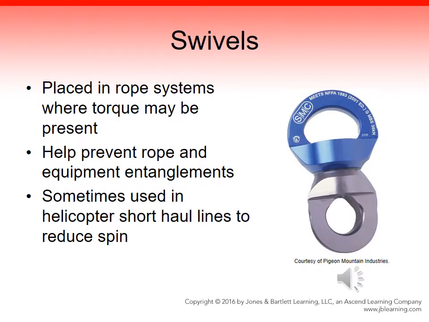Swivels are placed in rope systems where torque may be present. They help prevent rope and equipment entanglements. They're sometimes used in helicopter short-haul systems to reduce spin. Remember our discussion in hard linking? Swivels may be an option to interface between 2 hard links. It is a metal connector, but it allows for rotation without binding.